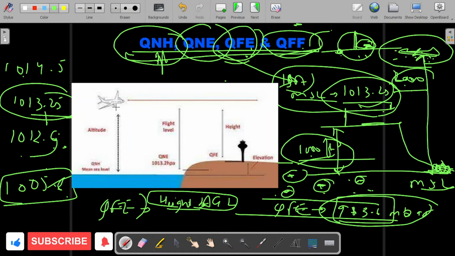QNH is important when the aircraft is approaching and taking off. QNE is the standard. So if the aircraft is flying very high, like commercial airlines, they fly on QNE on a straight and level flight when they're flying at very high height. During approach and takeoff they use QNH for the most accurate reading. QFE is above the ground level, so that is another reference that the pilot can take. These are very important aspects. I request you all to please make a note of these points. They are very important while calculating the height.